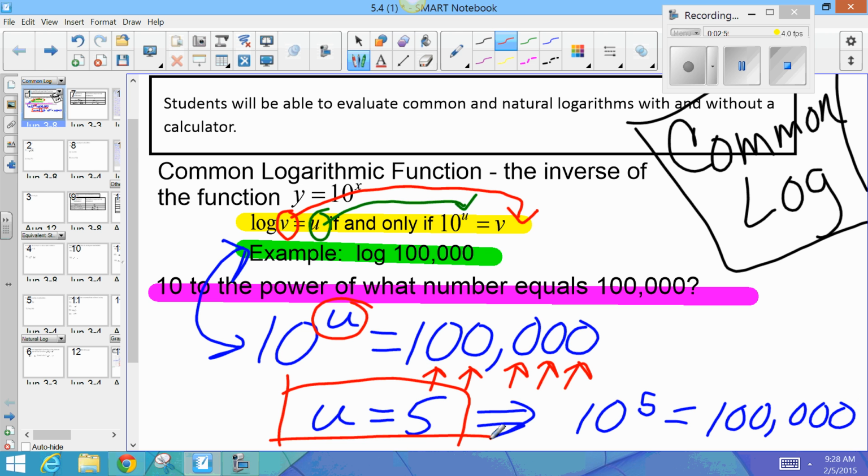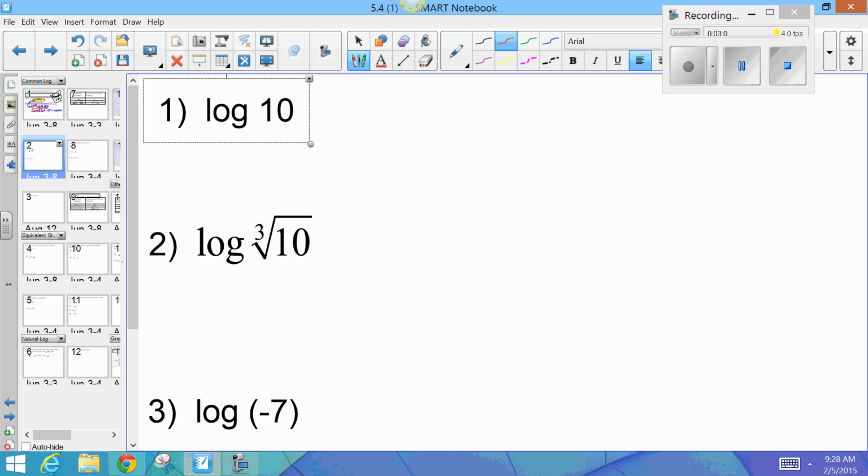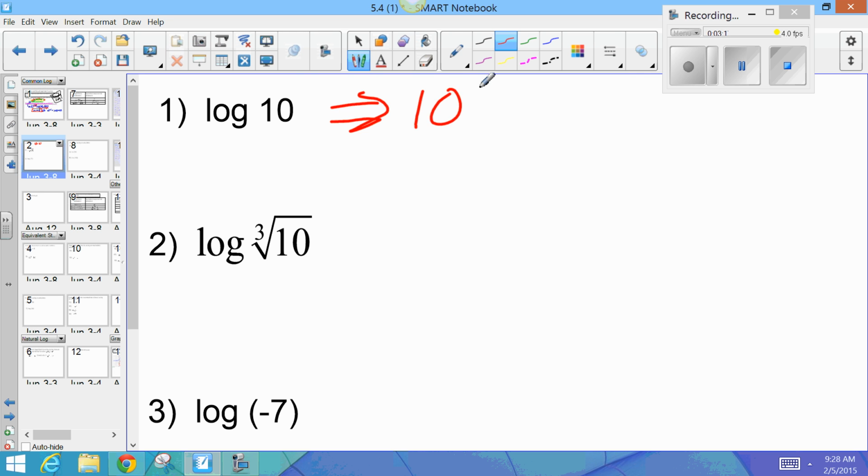All right, next screen. All right, and for these problems, you're expected to be able to calculate all of these without using a calculator, all right? We're doing these by the definition. All right, so the log of 10 means 10 to the power of what equals 10, okay? And so 10 to the power of 1 equals 10, so u must equal 1, okay?